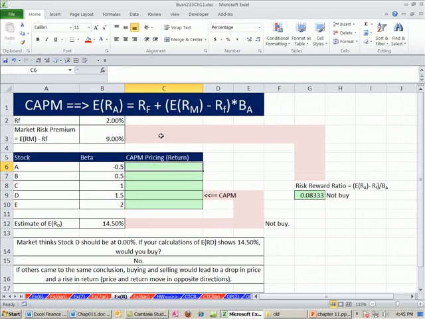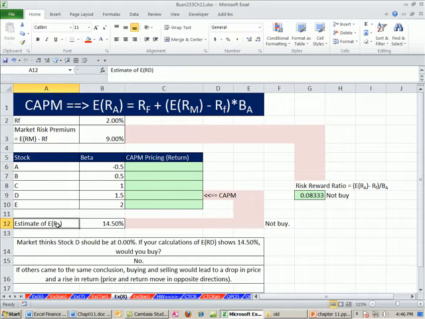Hey, this last video I said was the last video, but there was actually one more here. We're just going to do CAPM and the risk-reward ratio together here for a number of stocks. So here's our same example from last time, 2% risk-free rate. Our market risk premium is 9%. Here's some stocks, and we have different betas. And we want to calculate the pricing, which means the expected return using CAPM.